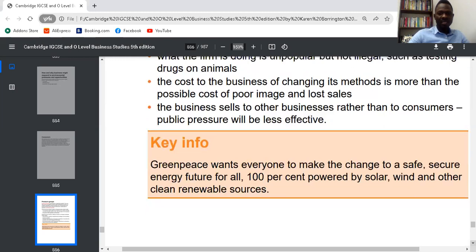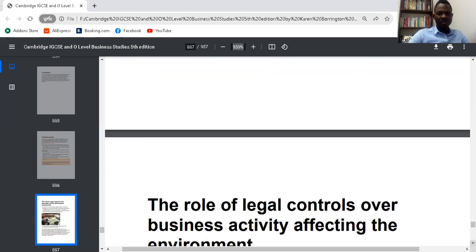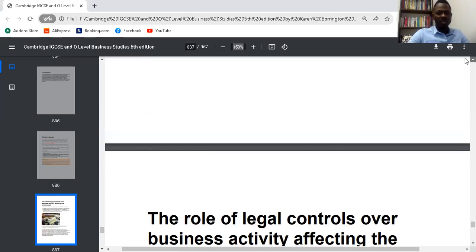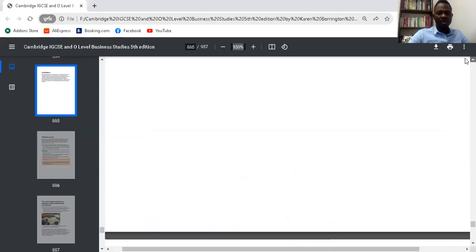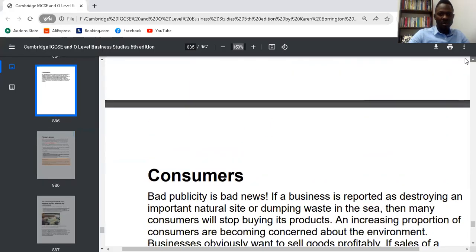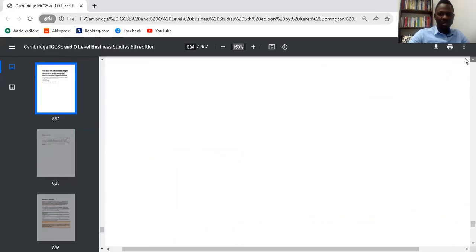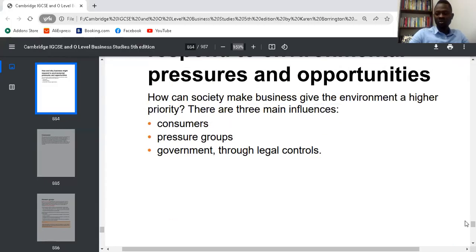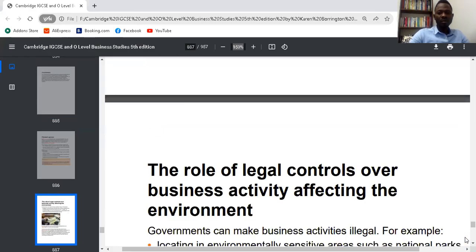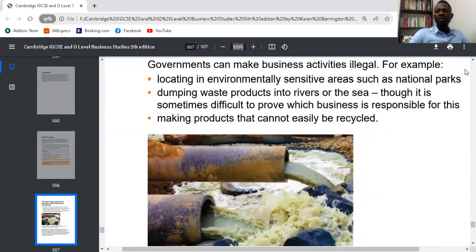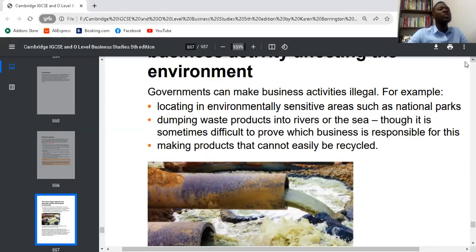Okay. And the third one. We have pressure group, we talked about consumers, and the last one should be what? The role of government. Okay, government through legal controls. Yeah, for legal controls, government will come up with policies.